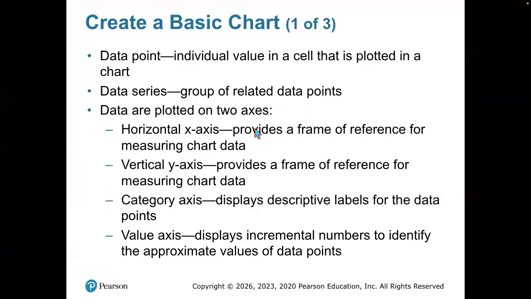So we kind of went through, we know data is plotted on our axes, horizontal X, vertical Y. Then you also have the category axis, which is just the labels for different points, right? If I want to label where a point is. The value axis is showing our incremental numbers. That's showing how we're increasing from like 1,000, 2,000, 3,000.